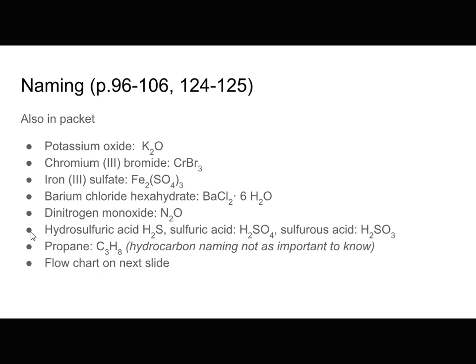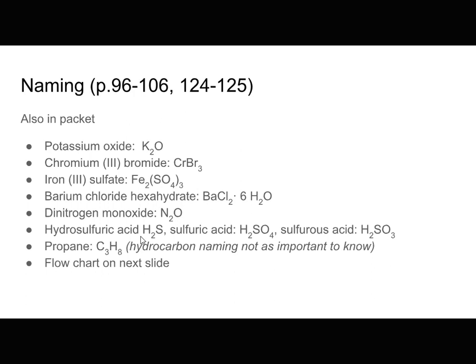That brings us to this bullet point on naming acids. There are 3 different types of acids that you have to be able to name. The first involves hydrogen and an element. One of the most common acids that you worked with in Chem 1 was hydrochloric acid, HCl. The example I'm giving you here, H2S, is hydrosulfuric acid.